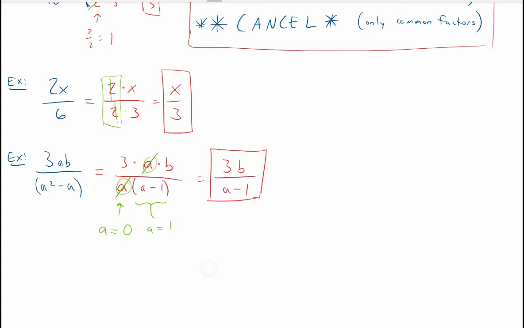So if a were 0, this whole expression would be undefined. So in our answer, we're going to make a note that a cannot be equal to 0. Because 0 would cause the expression to be undefined, we just note that a is not allowed to equal 0 in our final answer. Similarly, if a were equal to 1, the whole expression would be undefined. So in our answer, we'll note that a cannot equal 1. We want to exclude any values that cause the expression to be undefined.